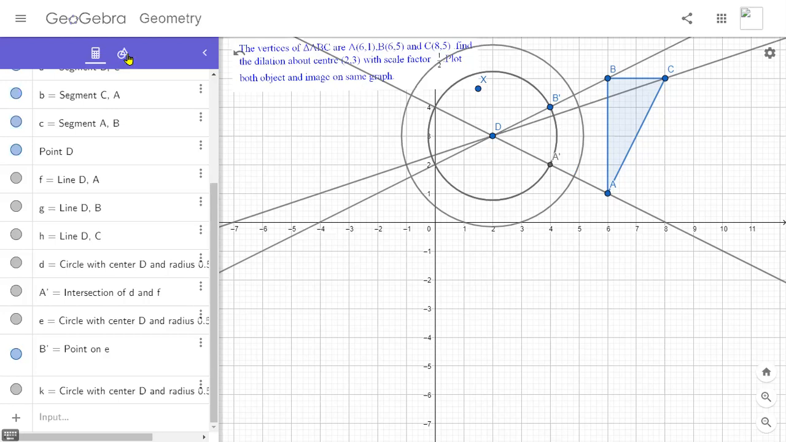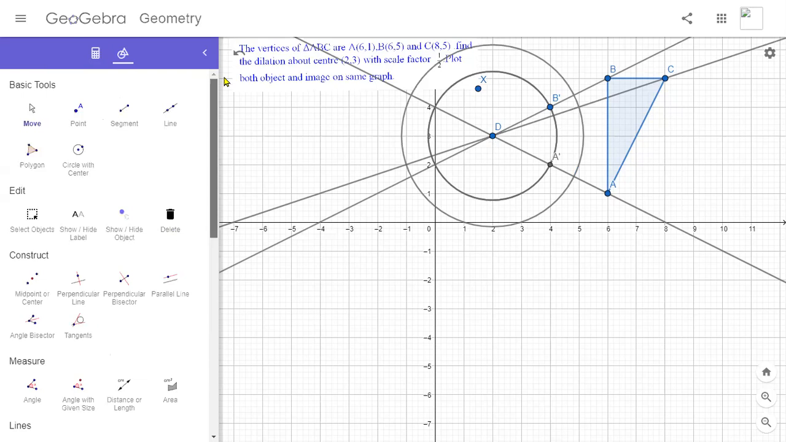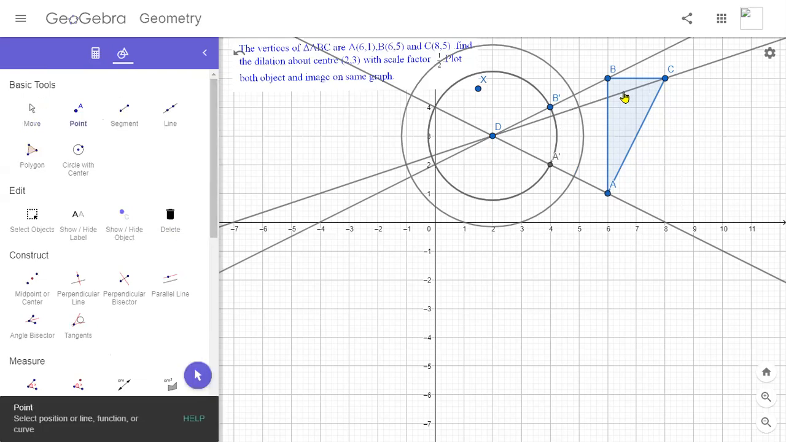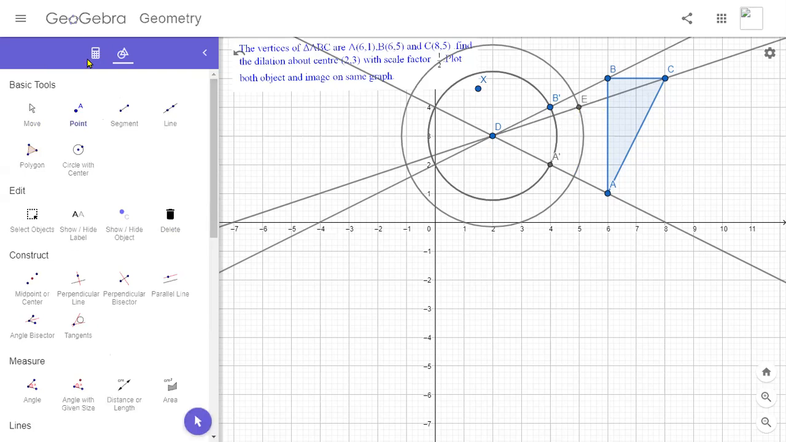Let me mark the intersection point of this circle and the corresponding line here. This is the line and this circle. This is the point. Let me rename this point as C dash because it is the image point of this vertex C. Finally, here we have found the corresponding image points of the vertices A, B, and C, that are represented by A prime, B prime, and C prime.